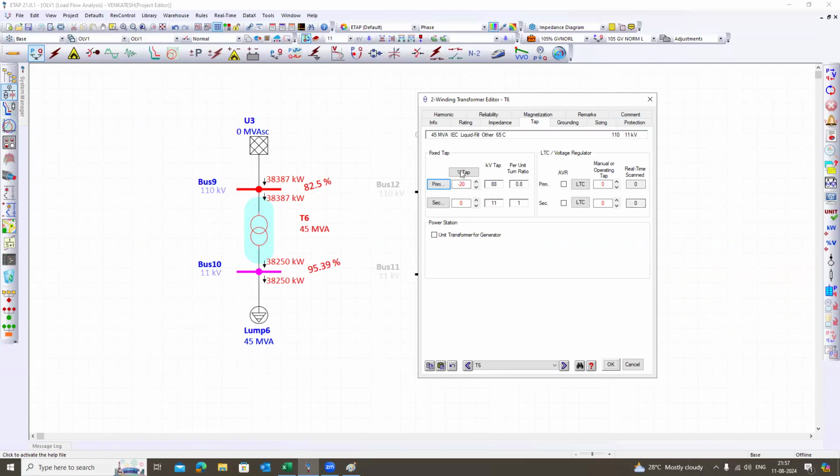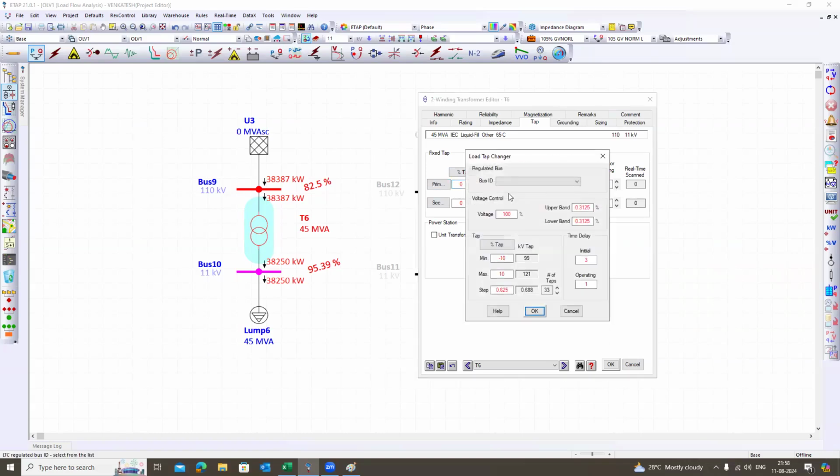So this is basically the offload tap changer. The next thing is you can use the onload tap changer also for the same. Here I will keep it as 0. And on the LV side, which bus voltage you want to regulate? You want to regulate bus 10. And we know that the tap range is from minus 22 to plus 6.